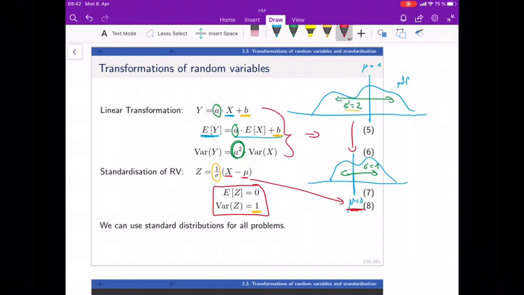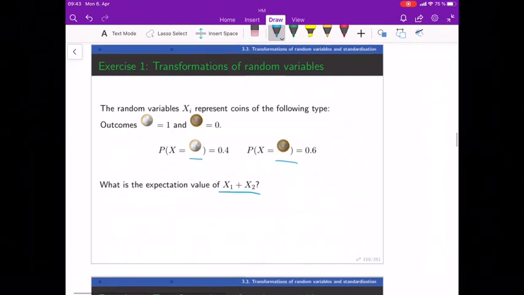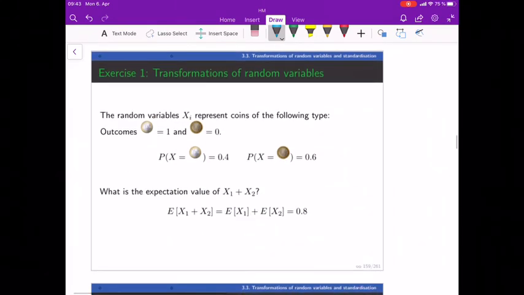Perfect, let's look at an example. What is the expectation value of x1 plus x2? And they're both like the coins we've seen before. Exactly. So we get 0.8, which is just the sum of the expectation values, and obviously 2 times what we've calculated before, the 0.4. Yeah, 2 identical coins.